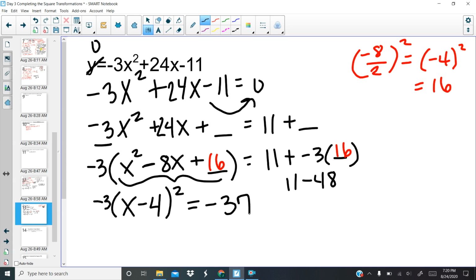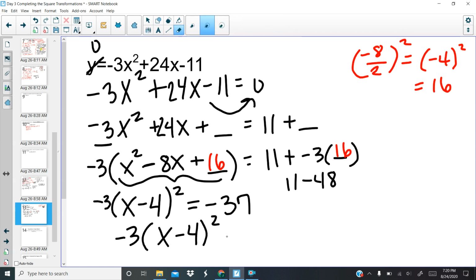And then I'm going to move that negative 37 back to the other side. So I would have negative 3 times x minus 4 squared. Oh, sorry, I didn't mean to write an equal sign. Plus 37 on this side. And then it would be y equals all of that.